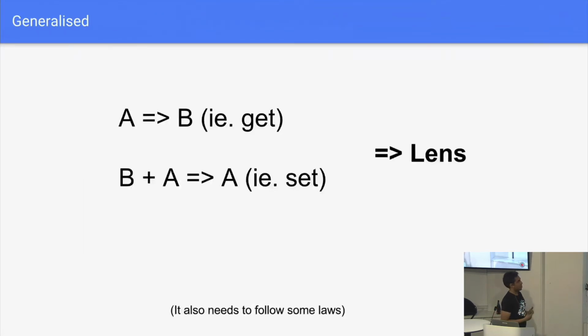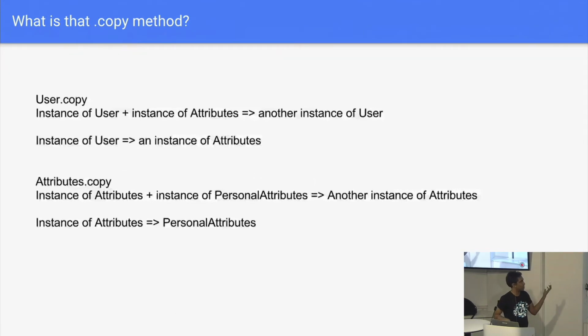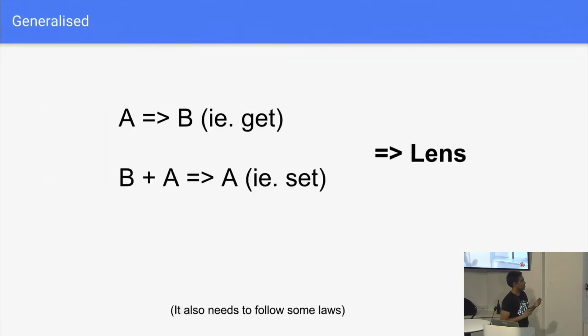So if we generalize that concept, we could say, given an A, we could get a B, as in, given a user, we could get its attributes. And we could also say, if you combine a B and an A, you combine a user with its attributes, we could get another user. And this relationship is essentially what a lens is. It also needs to follow some laws, like if you call the set, then when you get it back, it should be the value that you just set. But we won't go into laws in too much detail. So, okay, we call that a lens relationship. Who cares?